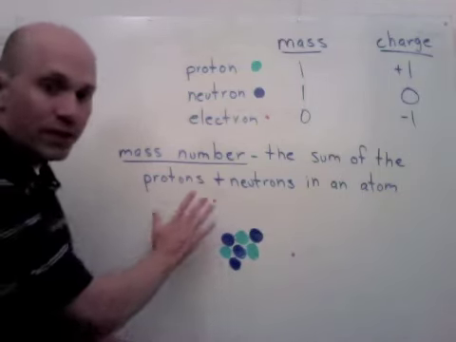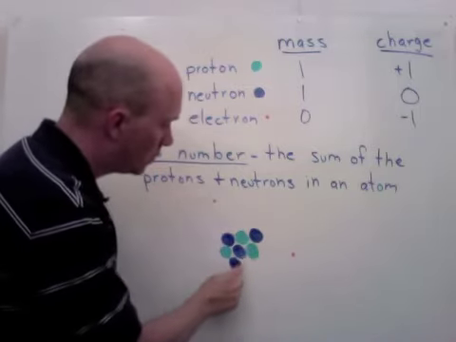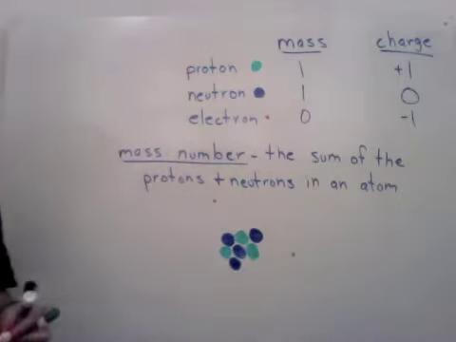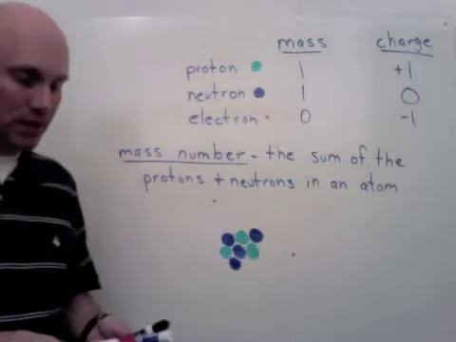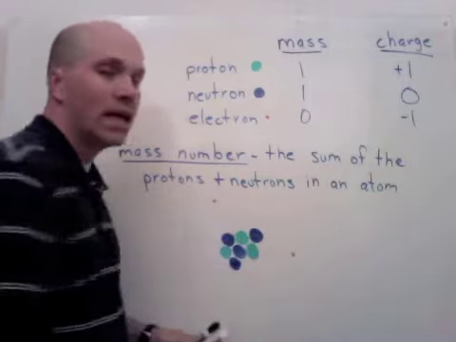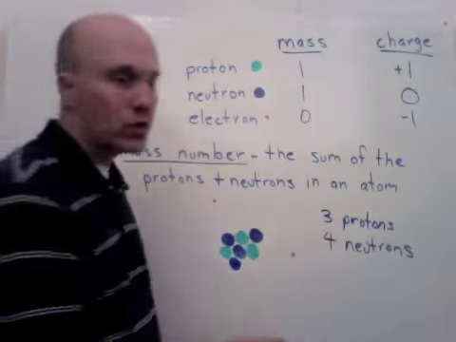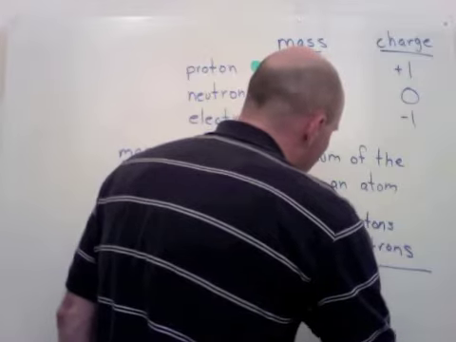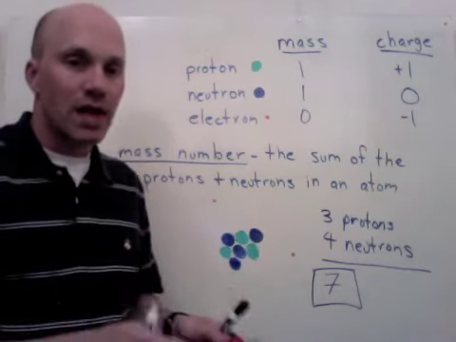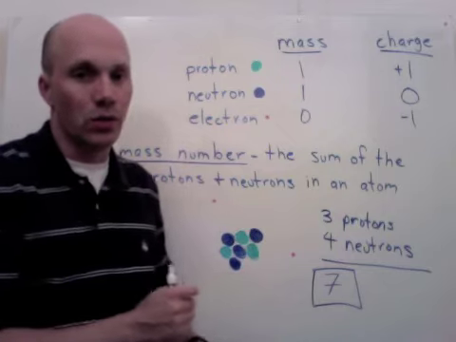One more example. In this particular representation of an atom, we've got 1, 2, 3 protons and 1, 2, 3, 4 neutrons in the nucleus. We've got 1, 2 electrons. So what would the mass number of this atom be? Going back to the definition, the mass number is going to be the sum of the protons and the neutrons in an atom. So for this particular atom, you've got 3 protons plus 4 neutrons. That gives you a mass number of 7. Notice again, the number of electrons that an atom has does not affect what the mass number is at all. You only have to look at the number of protons and neutrons in order to determine the mass number.